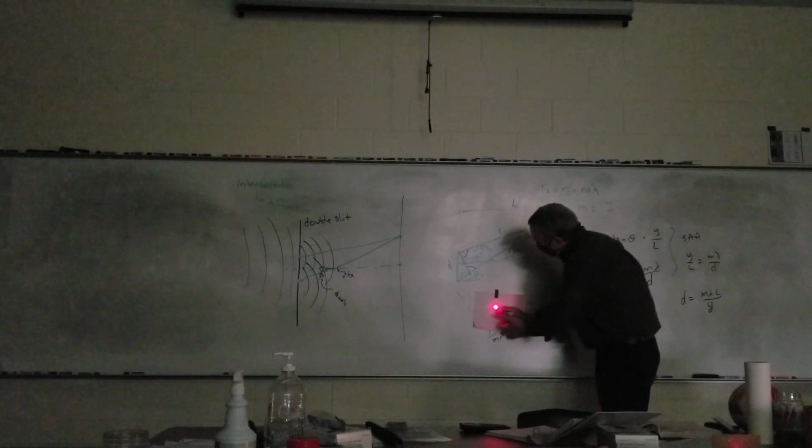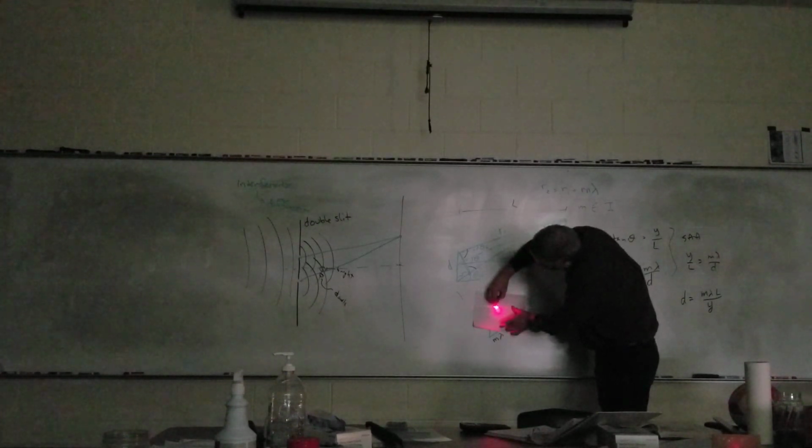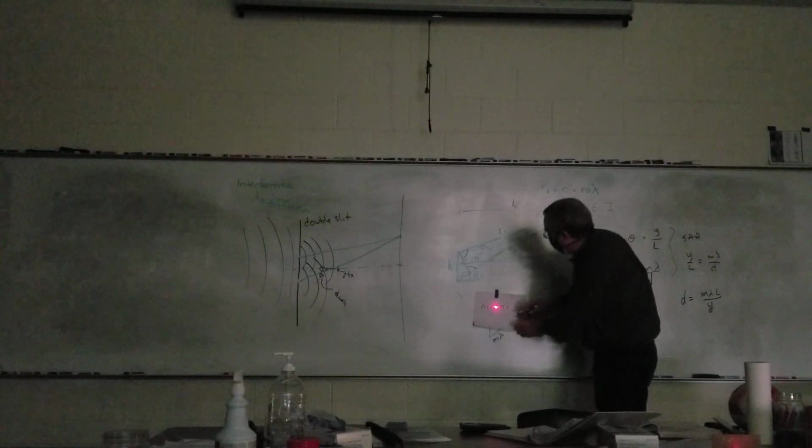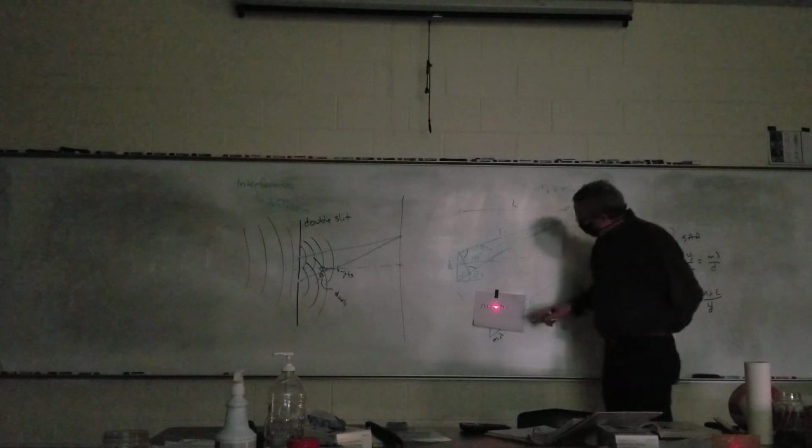All right, so I'm going to take my marker. I'm going to mark the bright spot here. And then I've got the middle of the next bright spot, next bright spot, next bright spot. And is that asymmetric? All right. Lights back on, please.